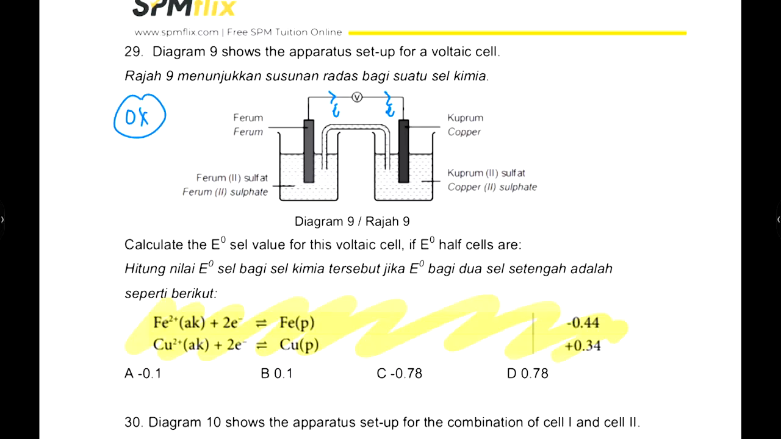Oxidation always, always, always happens at the anode. Always. Okay? You need to know which one is anode, which one is cathode. If not, you cannot count. Okay? So oxidation always happens at the anode. And then reduction is terima electron. Receive electron is always the cathode.